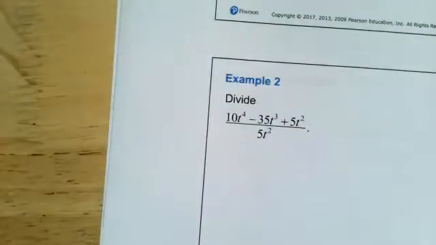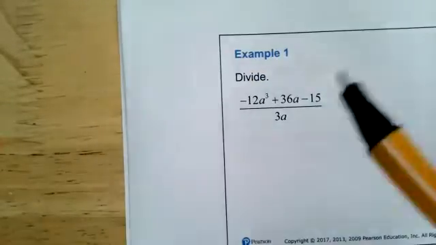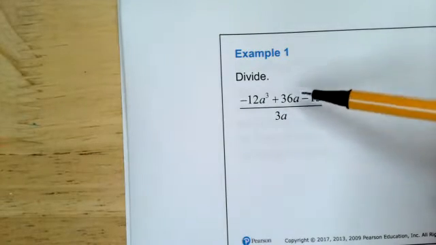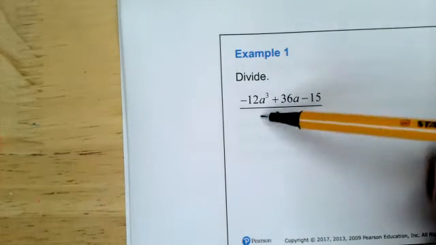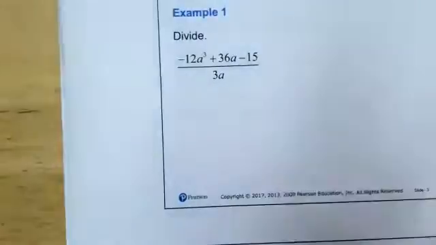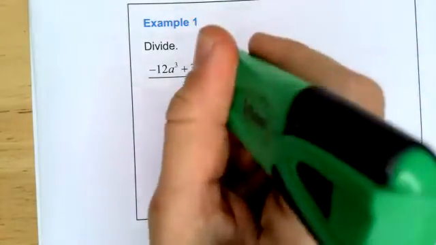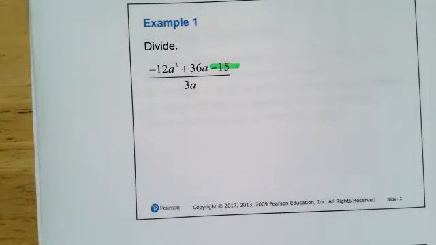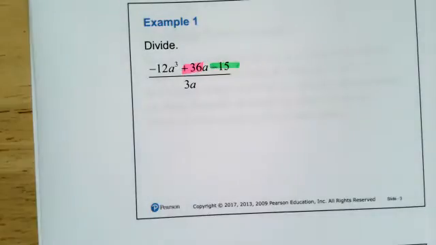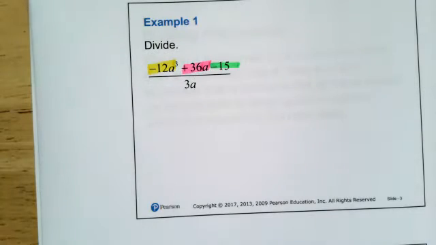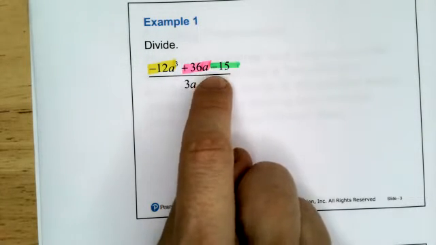We're going to take the first term divided by the bottom, take the second term divided by the bottom, take the third term divided by the bottom. Very, very important that we keep the sign with the term. So that's a negative 15 we'll be dividing by 3a. That's a positive 36a that we'll be dividing by 3a. And that's a negative 12a cubed that we'll be dividing by the 3a, okay? So don't ignore that that's a negative 15.